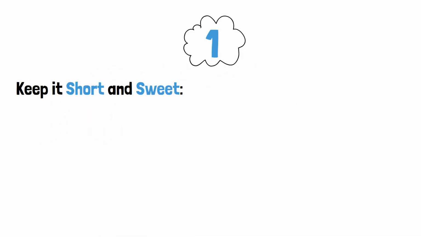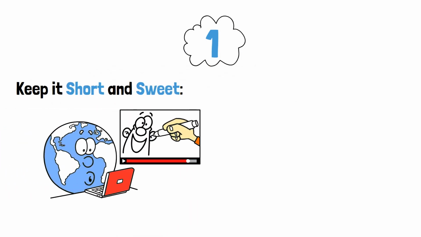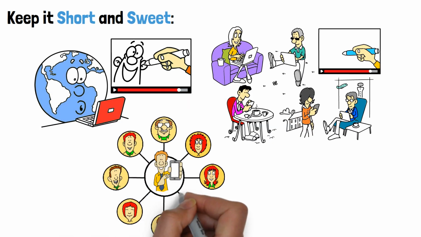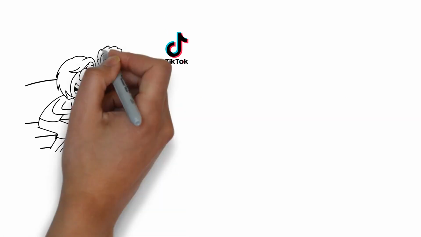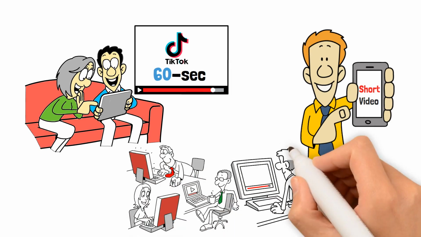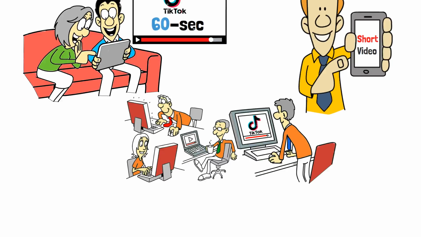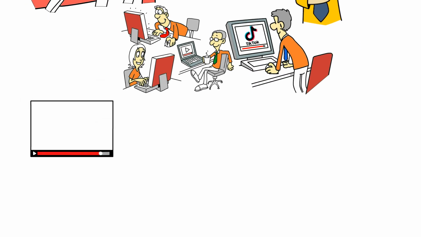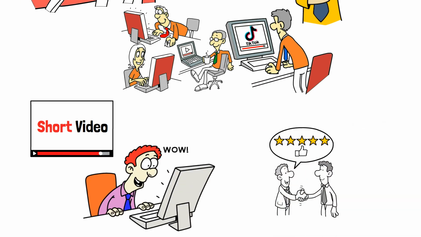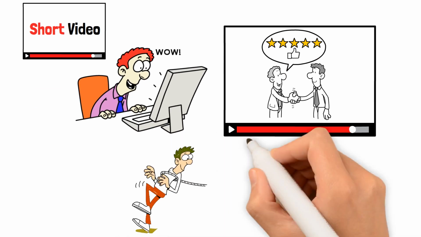Number 1. Keep it short and sweet. In today's fast-paced world, attention spans are shorter than ever, especially when it comes to online content. That's why TikTok's 60-second video limit is actually a blessing in disguise. By keeping your videos short and sweet, you're able to capture your audience's attention and keep them engaged until the very end. In fact, studies show that the shorter a video is, the more likely it is to be watched in its entirety. So it's important to get your message across in the first few seconds of the video to hook your viewers and keep them interested.